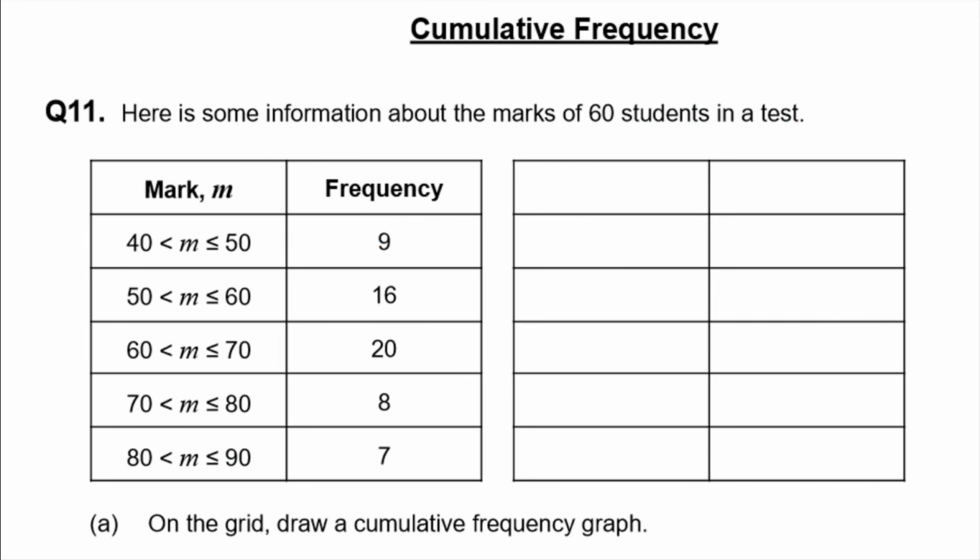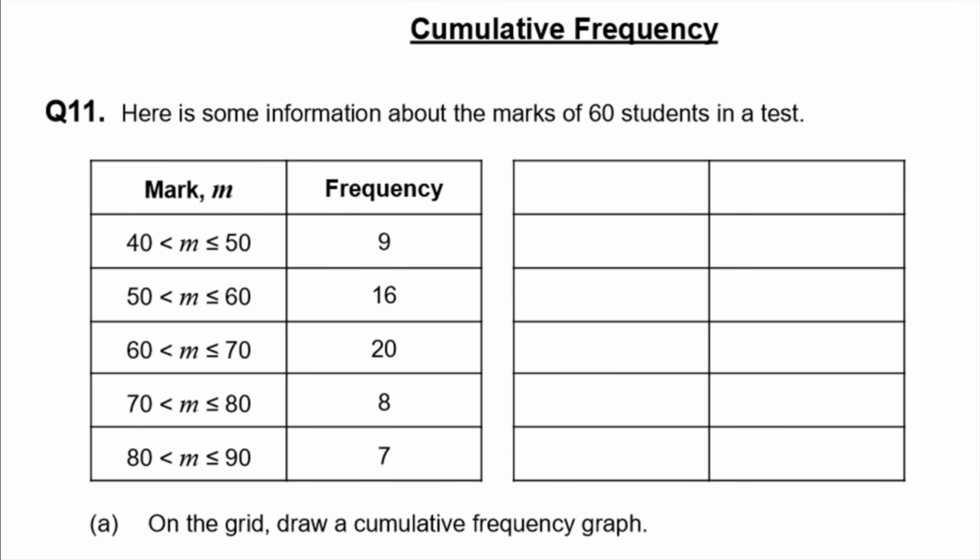Next up is cumulative frequency. Now, I covered cumulative frequency in my top 10 topics for paper 2. If it came up in paper 2, it's unlikely to come up again in paper 3, so you can probably skip this section. If it didn't come up in paper 2, then it's probably going to come up this time around, so you better not skip this one. Okay, so let's crack on and work out question 11.